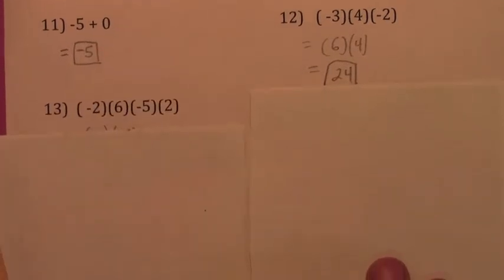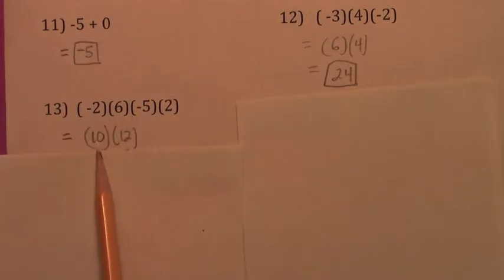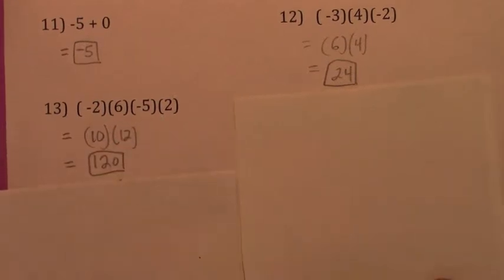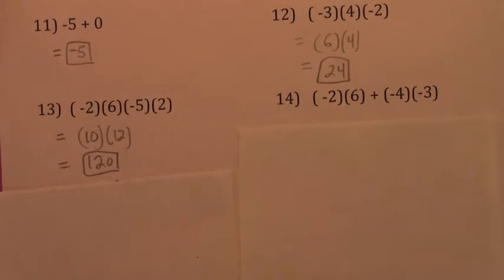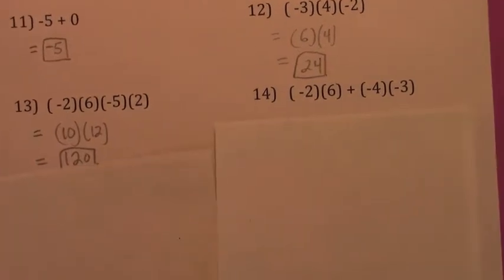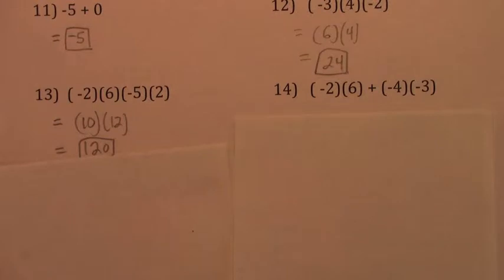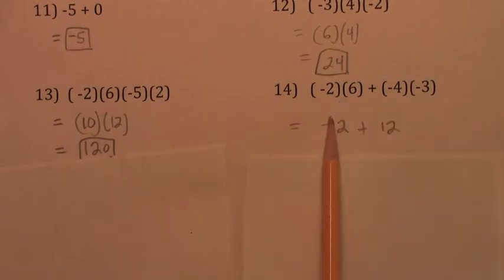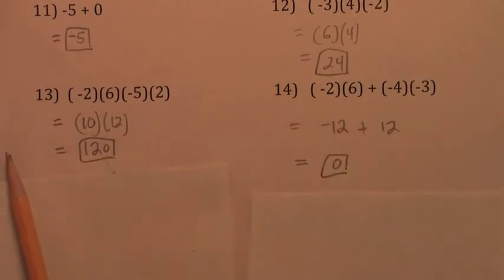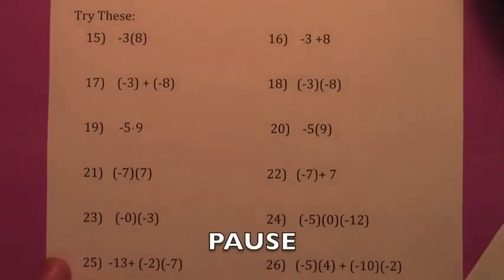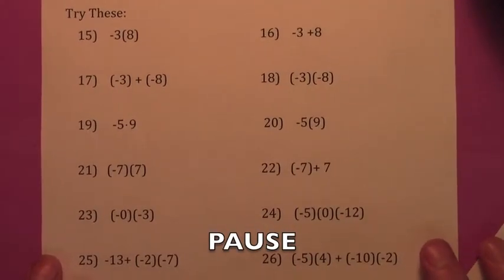How about this? What if you have 4 numbers? How would you multiply those 4 numbers together? Well, there's several ways, but I would do the same thing. I'd multiply the two negatives together and get positive 10, and the two positives together and get 12. Then when you multiply those together, you get 120. What's negative 2 times 6 plus negative 4 times negative 3? Well, by the order of operations, you do the multiplications first, right? So this becomes a negative 12. This becomes a positive 12. The answer is 0. Go ahead and hit the pause button and see if you can do these. We'll go over them in just a minute.